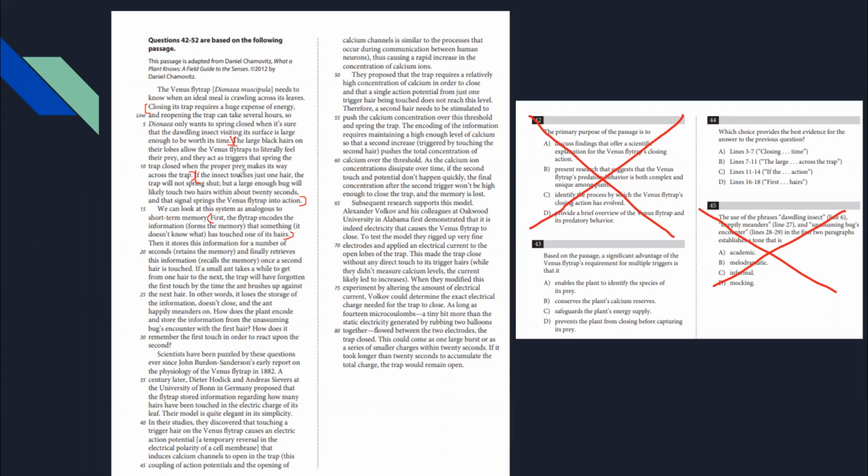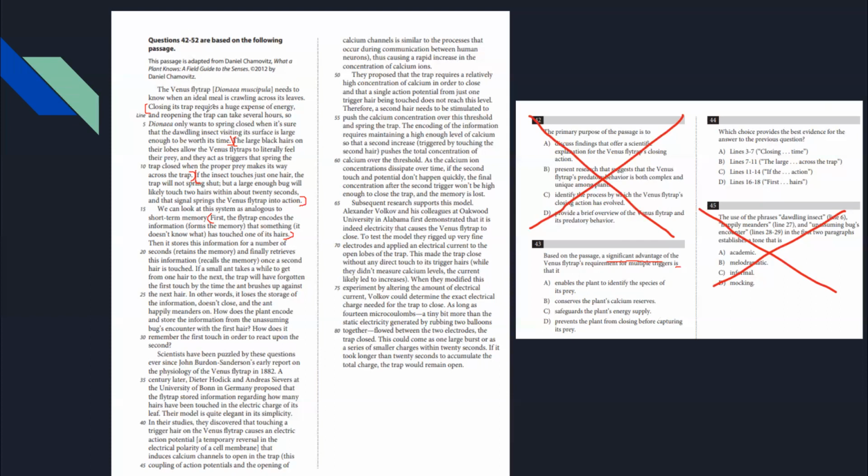Now that we got all the quotes, I would recommend you then basically underline the main thing it's asking for. So based on the passage, a significant advantage of the Venus flytrap's requirement for multiple triggers is that it does X. So these are the prompts, and one of them has to be right. So I would recommend reading it and then just taking out options. So let's read the first quote.